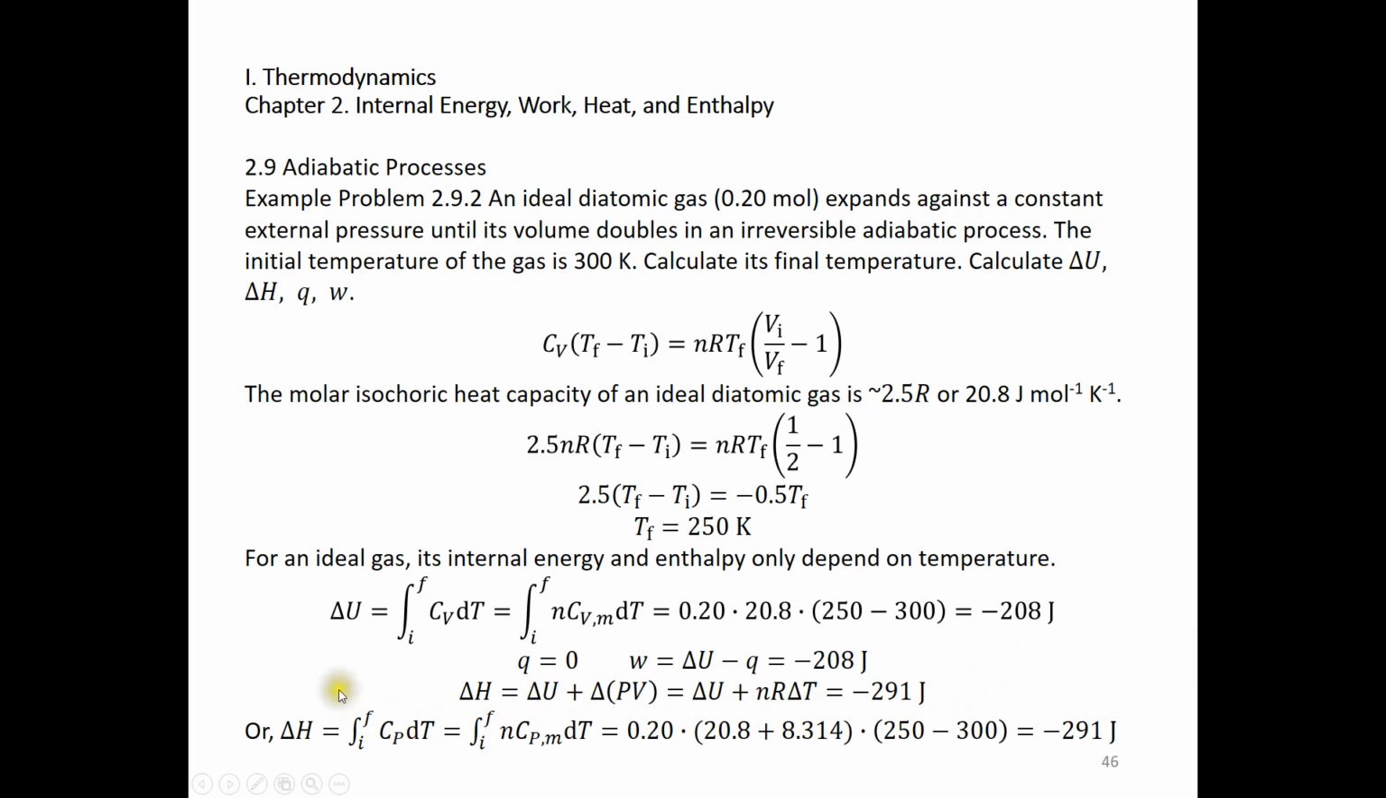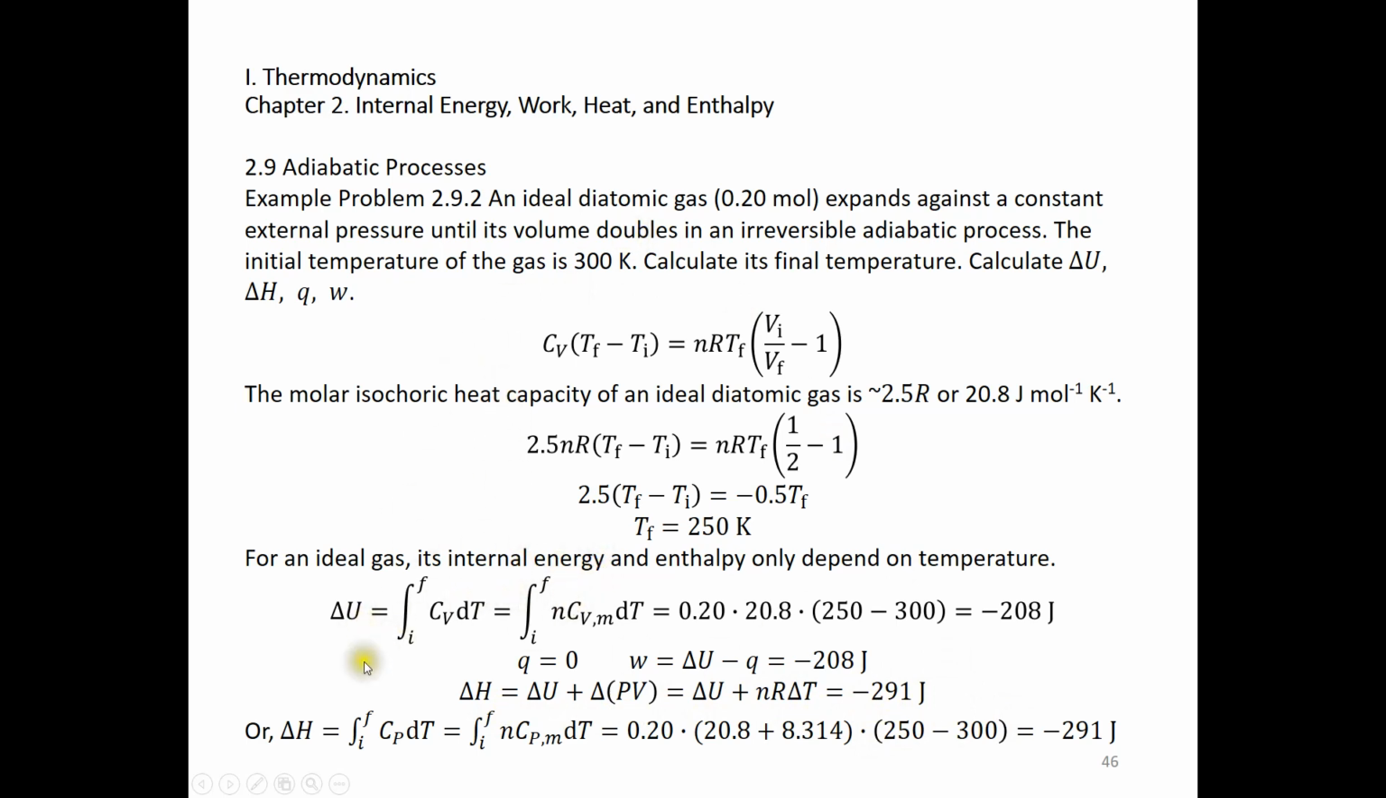Or you can simply calculate this delta H in this manner. It's the integral of Cp dT, and it's just n CPm dT. So we have n here. We have CPm here. CPm is CVm plus R. We have delta T here, T final minus T initial. And we get the same value for delta H. So there are two different ways to compute the enthalpy change. They both result in the same value, negative 291 joule, for this numerical problem.